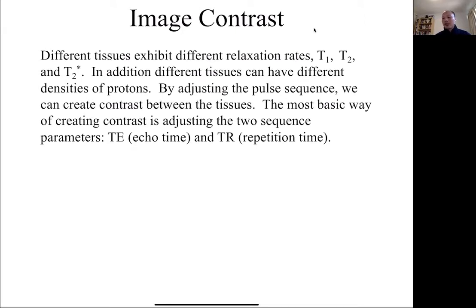So first of all, just to remind you, last time we talked quite a bit about T1, T2, and T2 star, and the fact that these are relaxation time constants that differ between tissues, and therefore we want to take advantage of those differences in time constants to create image contrast. In addition, different tissues have different proton densities, so they have a different density of water, and we also want to take advantage of that. By adjusting the pulse sequence, we can create contrast between different tissues, and that's going to be the main subject of today's lecture in terms of image contrast.